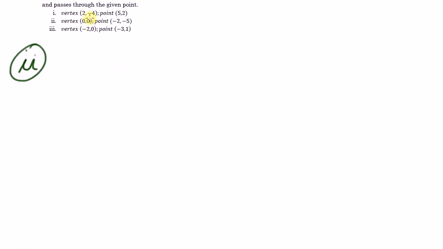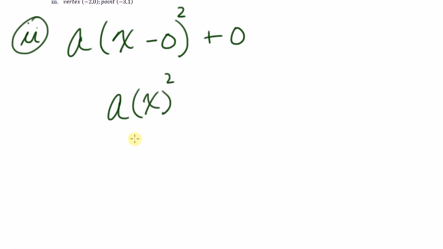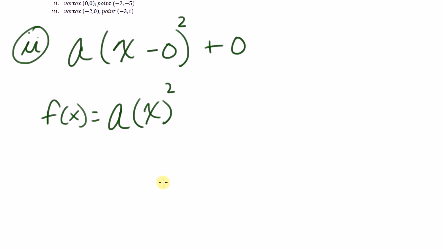In the next question, they want to know where the vertex is at the origin. So we have the same a times x minus 0 squared plus 0. And these zeros just go away. So we have a x squared. And f of x equals ax squared.